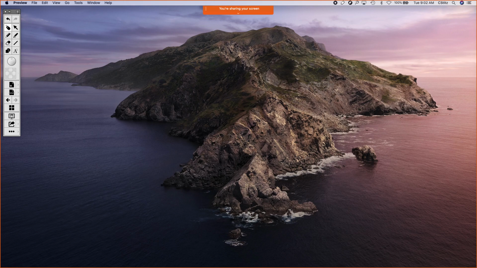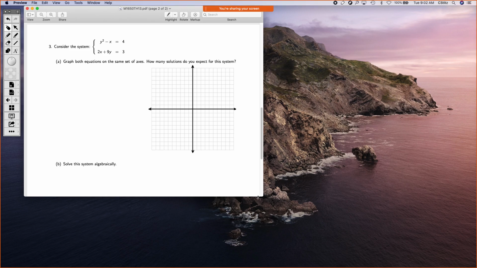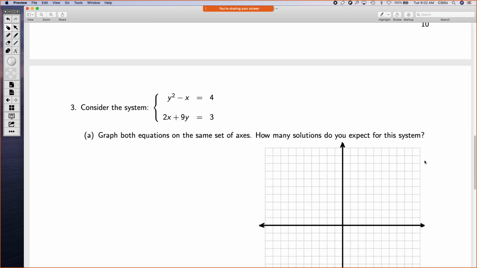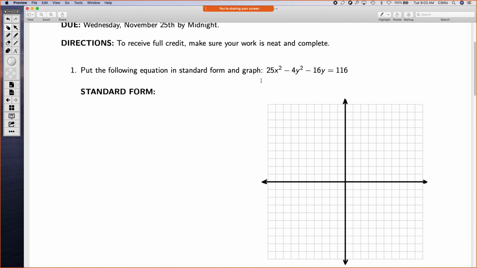Let's take a look at the take-homes we're working on. Take-home 13, that's the one due tomorrow. Let's take a look at this again. So number 1, put the equation in standard form and graph. So this is like what we did last Tuesday, a week ago. If you want, check out the video there about completing the square.